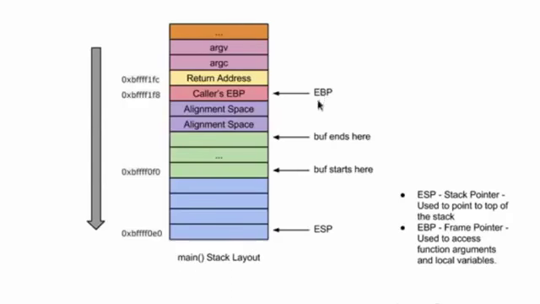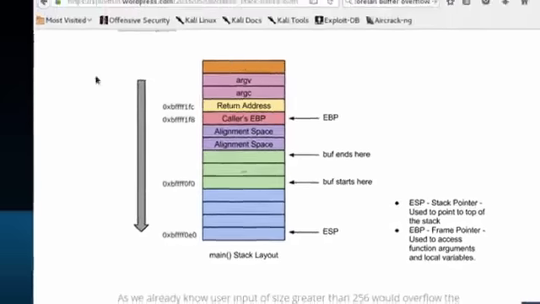Now EBP stands for the extended base pointer. These are register values in the processor itself. So this extends to things like Intel processors, AMD, ARM. It's a general way of managing how the stack itself is used and referenced on the assembly level.